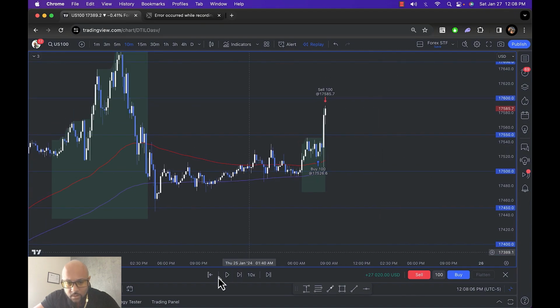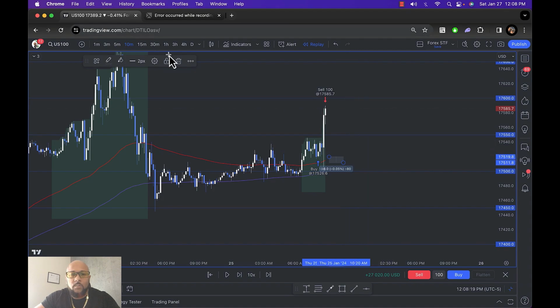And let's see how much was our drawdown. Our entry was here. Our drawdown was about 20 points, 20, 21 points-ish. All right, let's keep it moving. I will not break this down because it's pretty self-explanatory. Let's keep going.